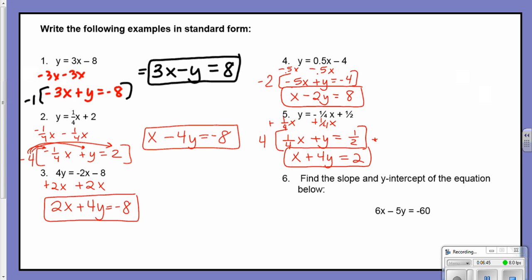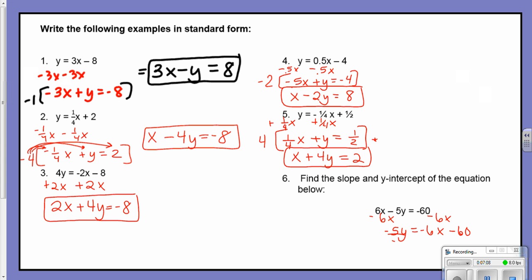Okay? One more problem that doesn't ask for standard form, it actually gives you standard form, wants you to work backwards. Says find the slope and y-intercept. We already knew this, but we can't find the slope and y-intercept unless it's written in slope-intercept form, and this is not. So don't forget that when you're given standard form, you always want to take it back to slope-intercept in order to find the slope and the intercept, right?